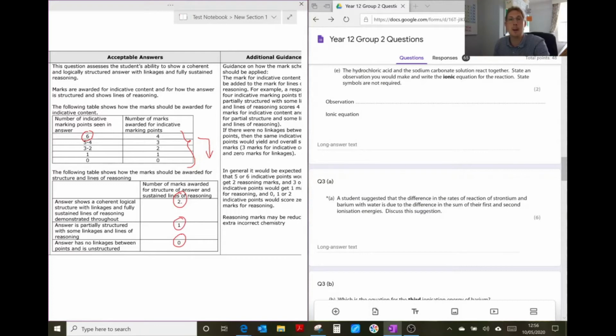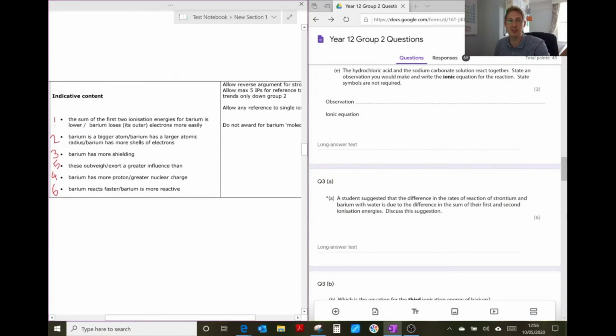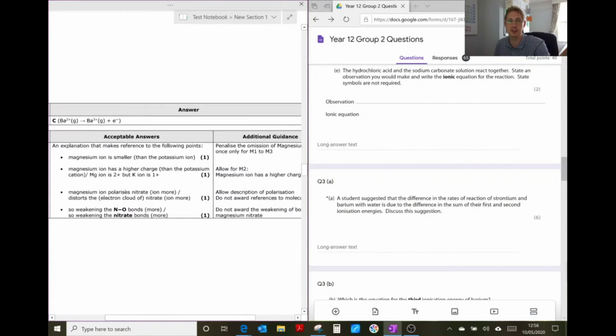structure of the argument. Many people did not discuss the effect of nuclear charge at all, and the fact that it was outweighed by the shielding, so they were pegged at 4 or 5 marks. But that's how that was marked.